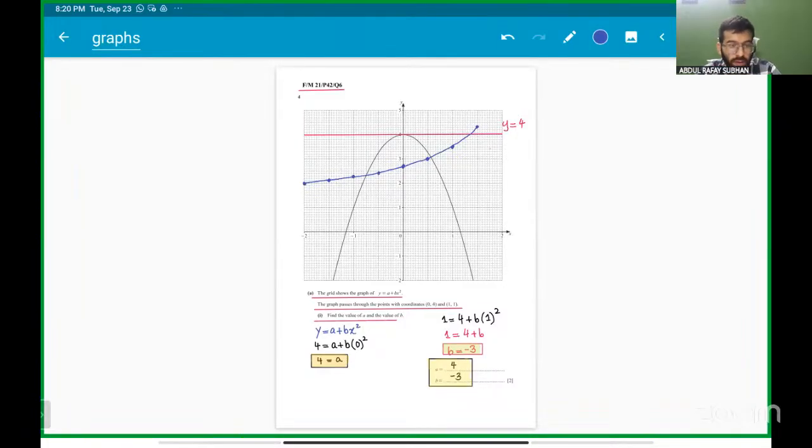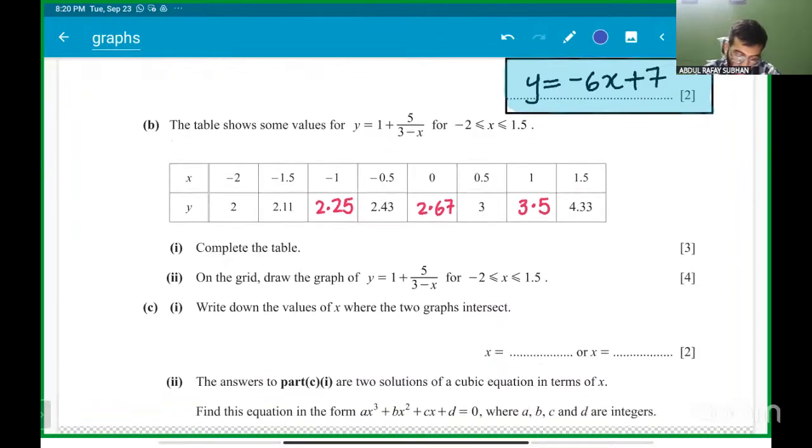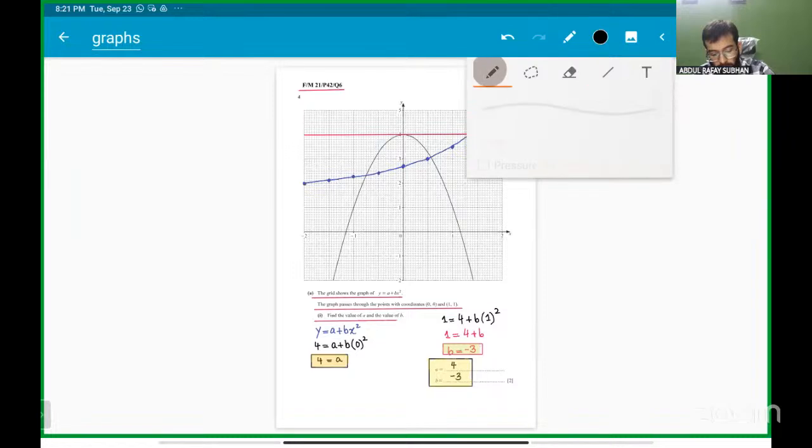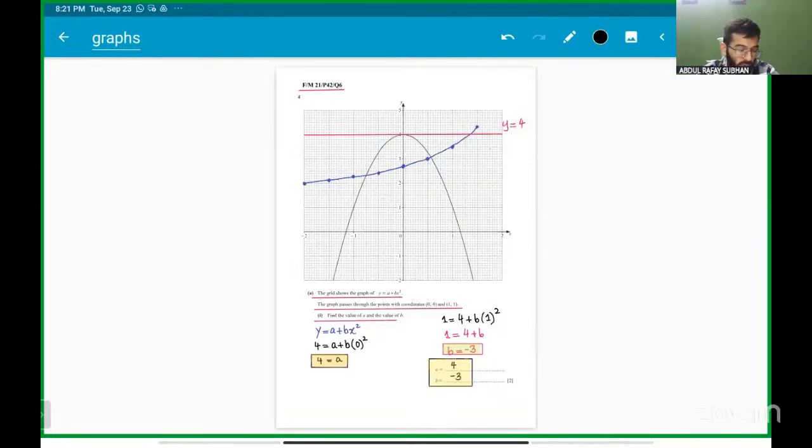So what happens is basically, now we have done the grid. Now we have to write down the values of the graph where they would both intersect. Only part C is very difficult. Every time you try to solve questions, part C is the only one that can cause problems for you. So it is very important to understand.